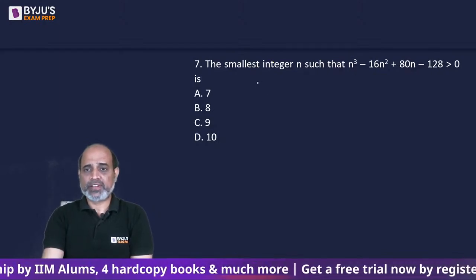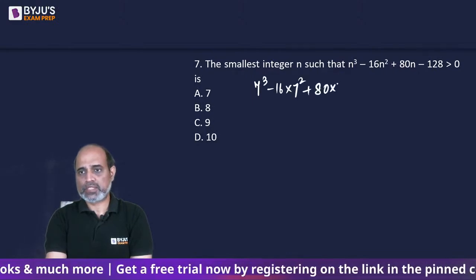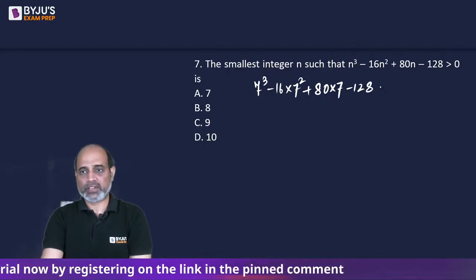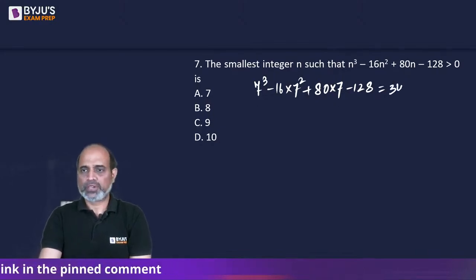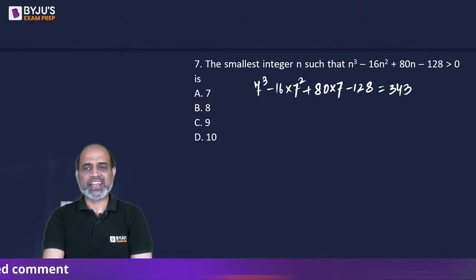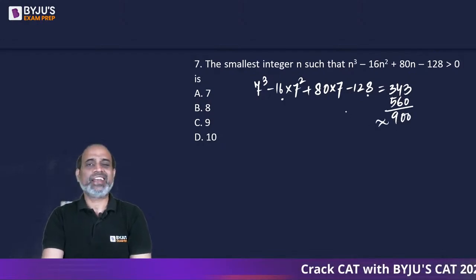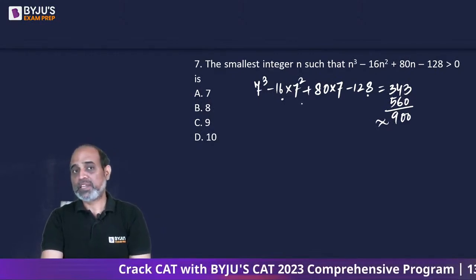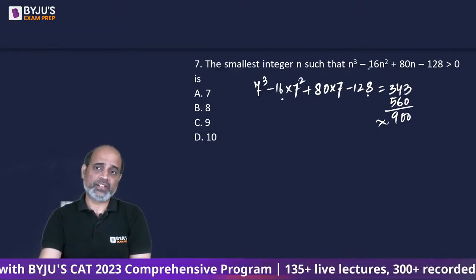So let's take 7. So we will have 7 cube minus 16 into 7 square plus 80 into 7 minus 128. We are actually not going to calculate very accurately, approximate kar rahe hain. 7 cube, if you know the value, great. If you don't know, chalega. Plus 80 into 7, which is 560. So overall, you have around 900 as the positive sum. If I look at the negative sum, this is 16 into 49. Well, 16 into 50 would have been 800, right? Since it is 16 into 49, we will have less than 800 plus 128.